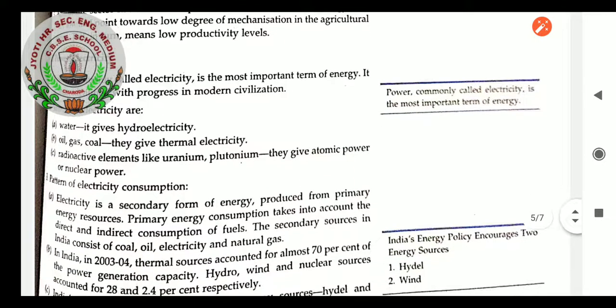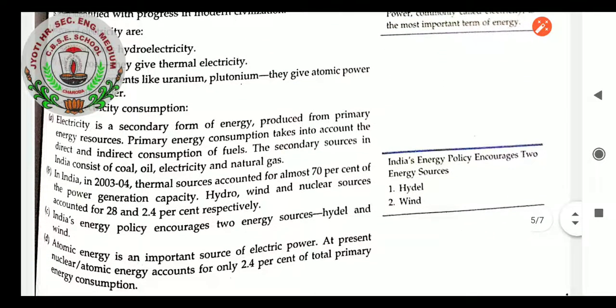Pattern of electricity consumption: electricity is a secondary form of energy produced from primary energy resources. Primary energy consumption takes into account the direct and indirect consumption of fuels. We know very well the sources in India consist of coal, oil, petroleum, electricity, natural gas. In India in 2003-04, thermal sources accounted for almost 70% of power generation capacity. Hydro, wind and nuclear sources accounted for 28% and 2.4% respectively.